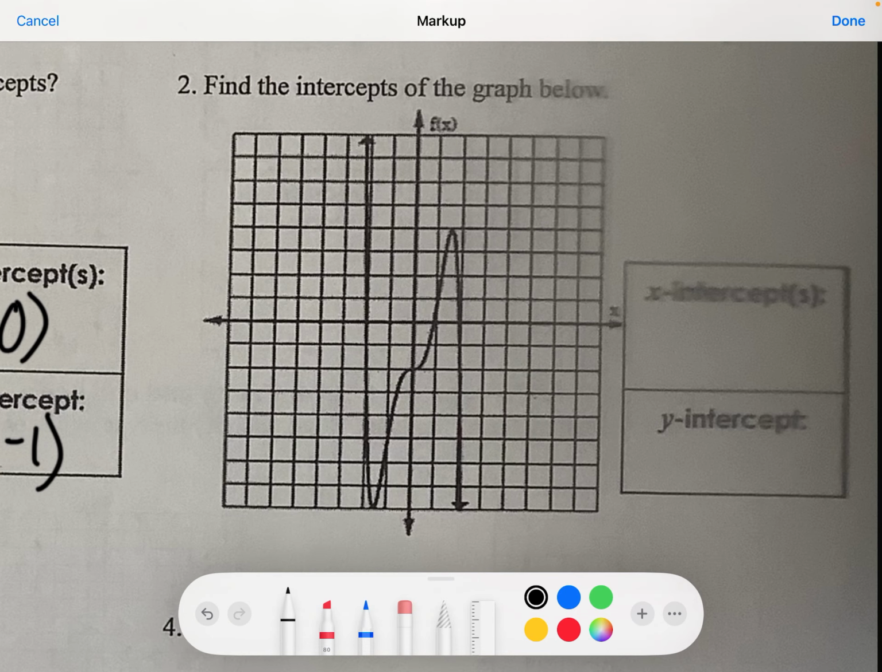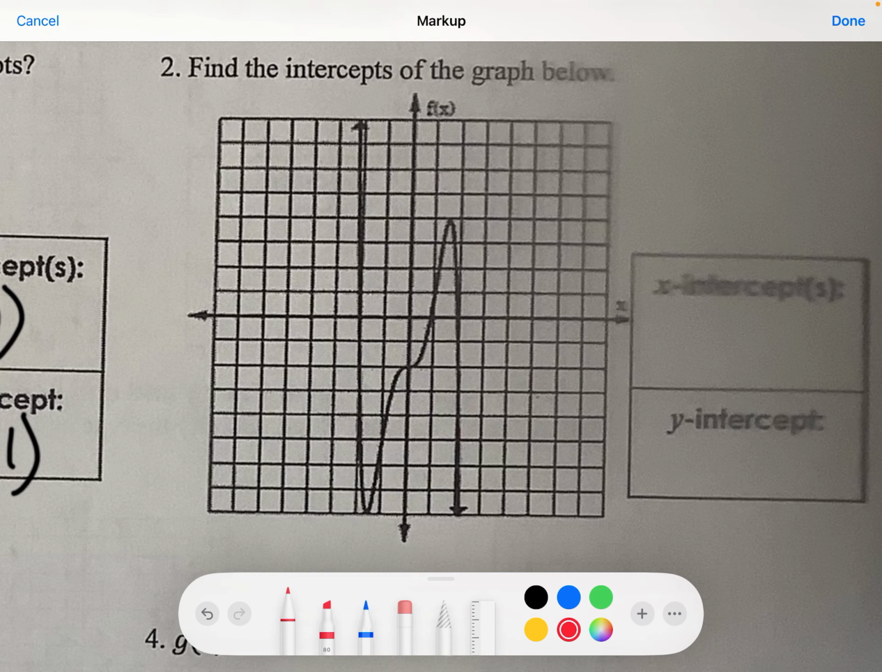Find the x-intercepts of this one and the y-intercepts. Here we have 1, 2, 3 spots where it crosses the x-axis. So the x-intercepts are at, and the y value will always be 0. This is the origin, so back 2. So the coordinate of this is negative 2, 0. The other one is 1, 0. And this one is 2, 0.